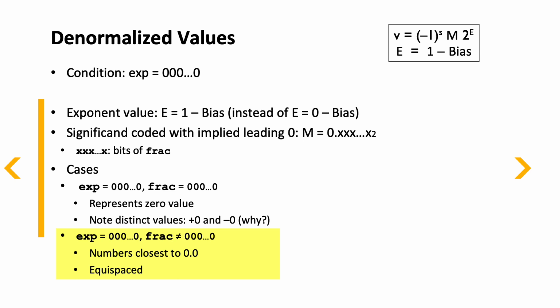If the EXP field is all zeros and the frac field is not all zeros, this gives us those numbers closest to 0.0, right? This is where we're actually going to end up with that 1 minus epsilon, because with a denormalized value, we have that implied leading 0, so denormalized values are always going to be less than 1. They're going to be those purely fractional values as we get close to the zeros.